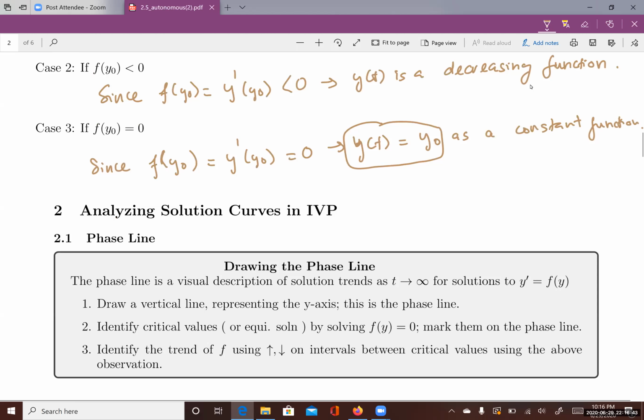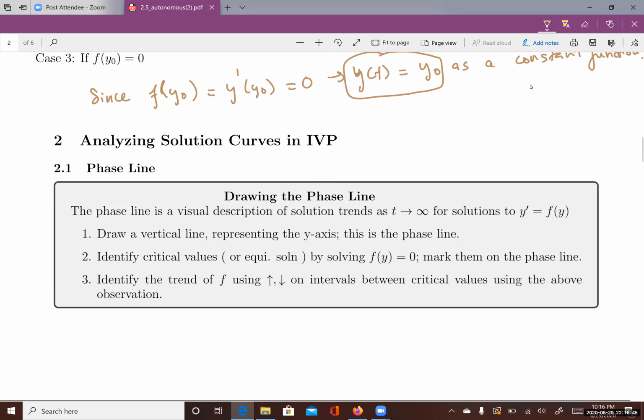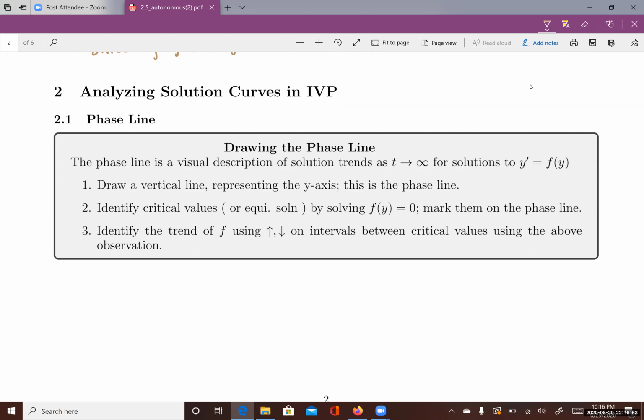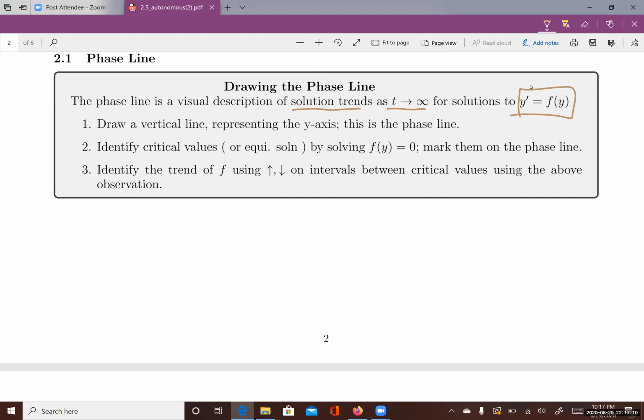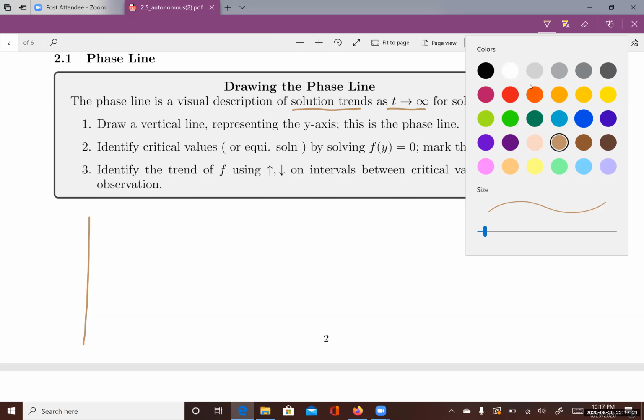Now, how can we analyze solution curves in initial value problems, especially in autonomous equations? First, we want to draw a phase line. So what is a phase line? A phase line is a visual description of solution trends as t goes to infinity for the solutions of autonomous equations. A phase line is a vertical line. First you draw a vertical line representing the y-axis.